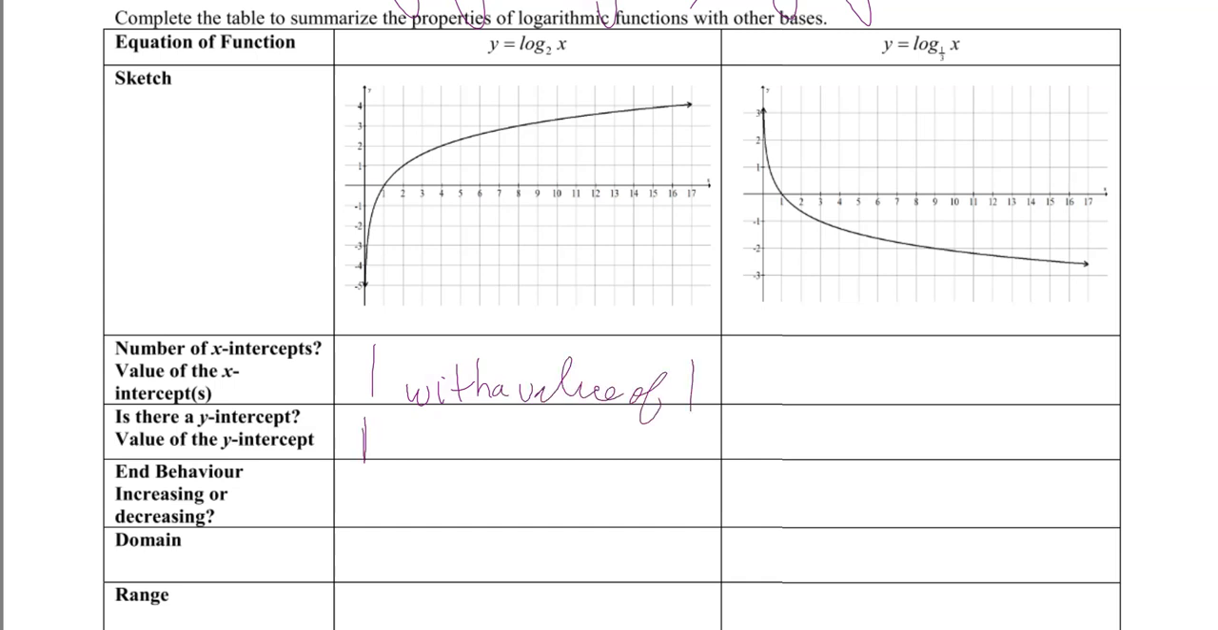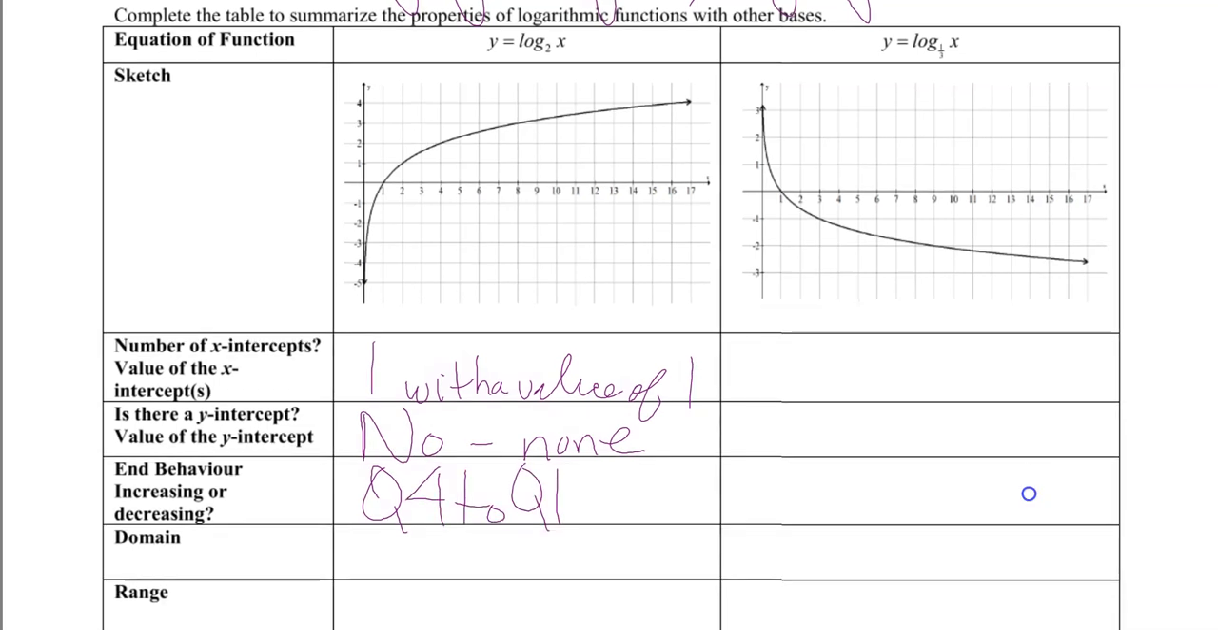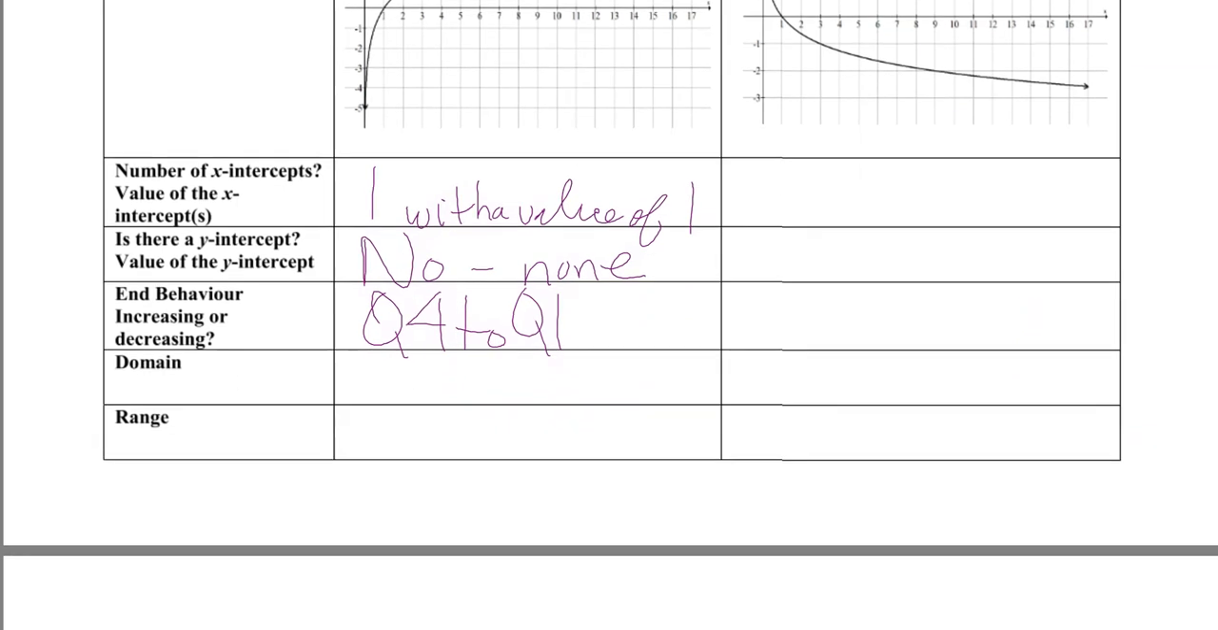Is there a y-intercept? So its value is none. What is the end behavior? Q4 to Q1, increasing or decreasing? Increasing.